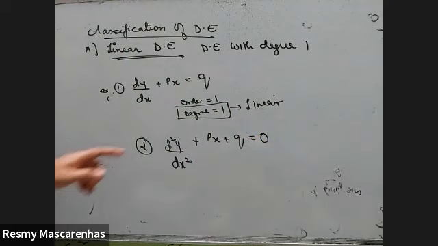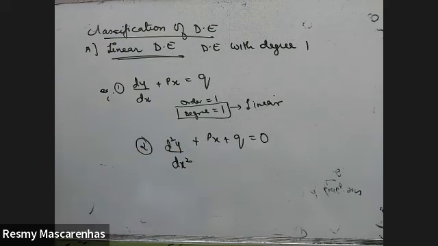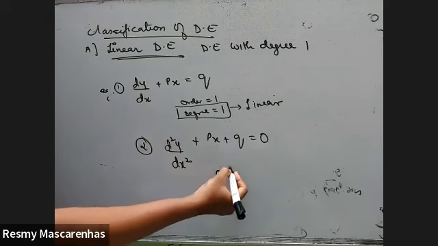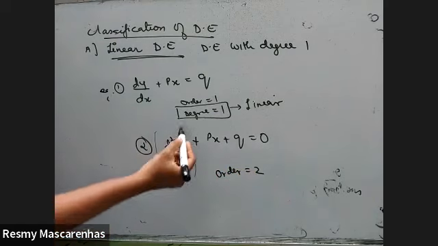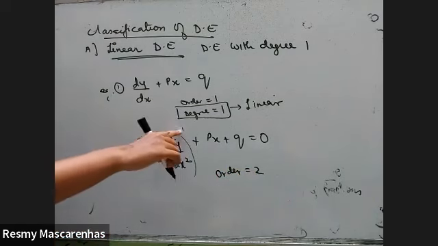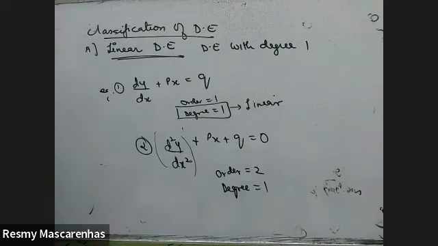Now don't say this power is 2, so it's not linear. This power it is not. What the order is 2. Yeah, order is 2. But what is the power? Power is 1. So degree is 1.